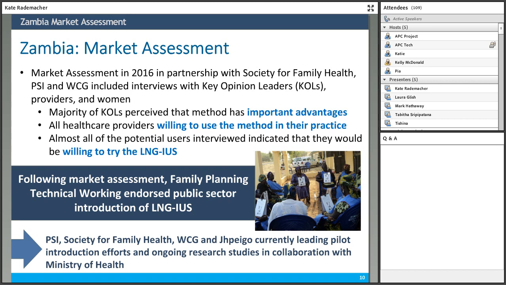We shared the findings from the market assessment, which are available online in the K4H IUD toolkit, with the Family Planning Technical Working Group, which subsequently endorsed public sector introduction of the LNG IUS. Currently, PSI, SFH, WCG, and Jhpiego are leading pilot introduction efforts and ongoing research studies in collaboration with the Ministry of Health to further document the impact of these introduction efforts.